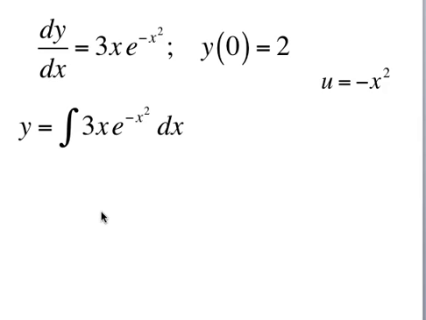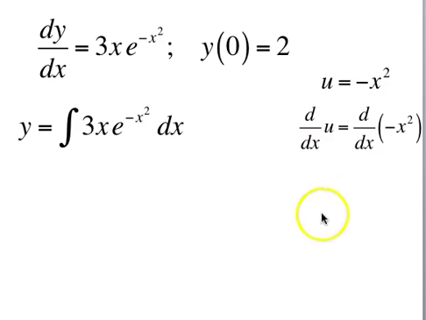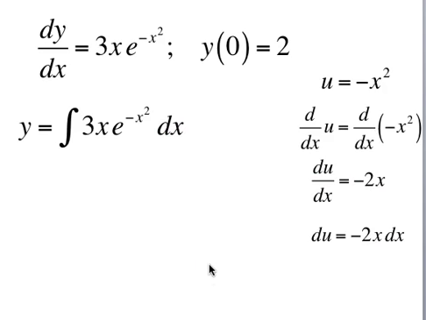Now the derivative with respect to x of u is the derivative with respect to x of negative x squared. The derivative with respect to x of u would be du dx, and the derivative of negative x squared is negative 2x. Now in U-substitution, I like to solve for dx. That's my strategy. So we'll multiply both sides by dx. du is negative 2x dx. Then divide both sides by negative 2x, and we've solved for dx. du divided by negative 2x equals dx.